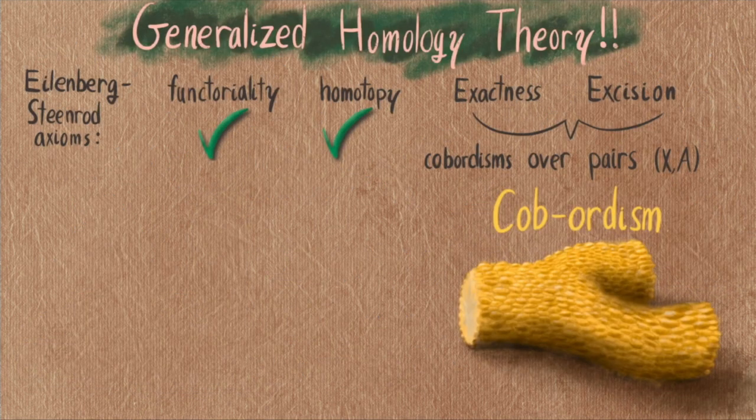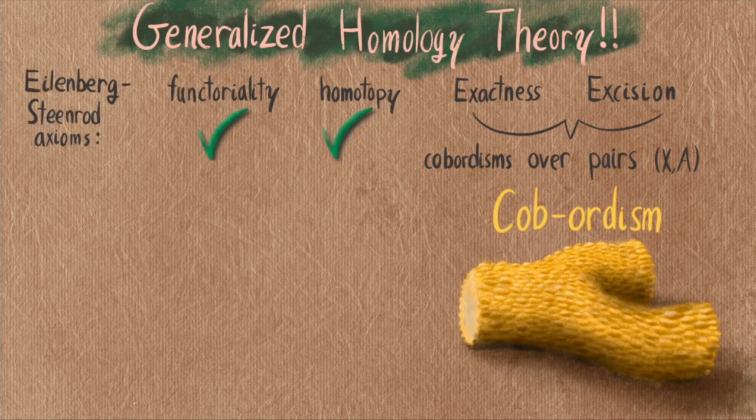Now, what's so remarkable about these cobordism groups is that they actually form a generalized homology theory. Now, what does that mean? It means it satisfies most of the axioms of homology, the Eilenberg-Steenrod axioms. So the first couple, functoriality and homotopy invariance, we already showed.